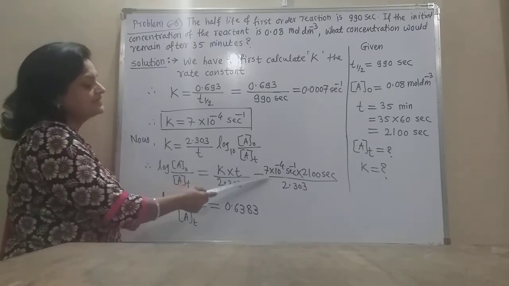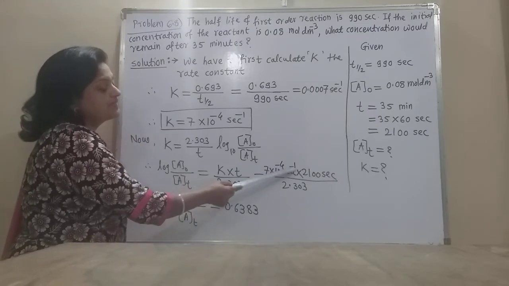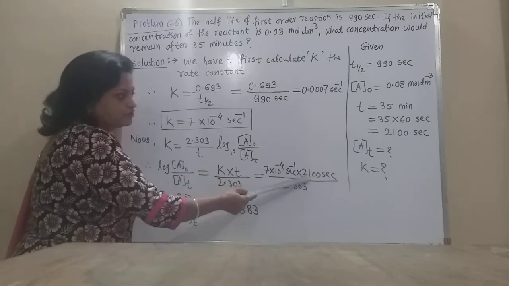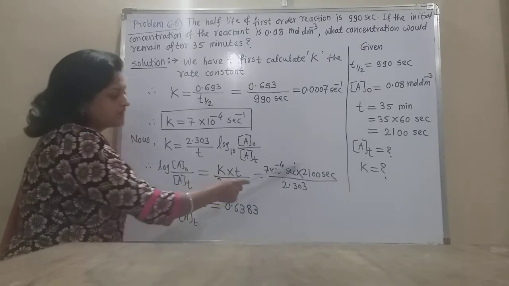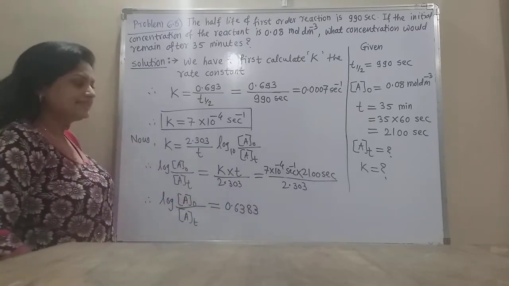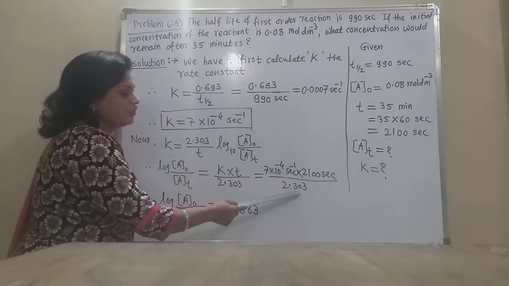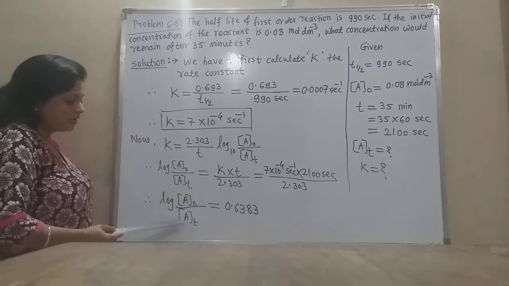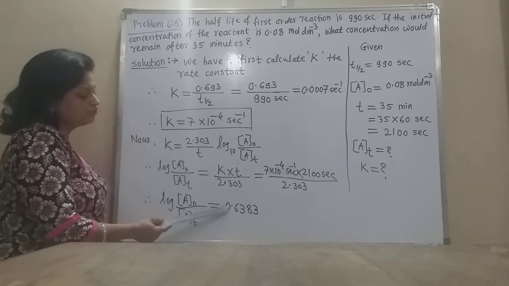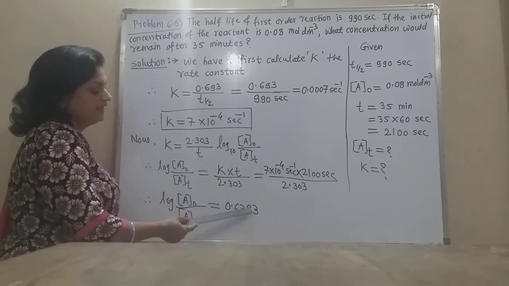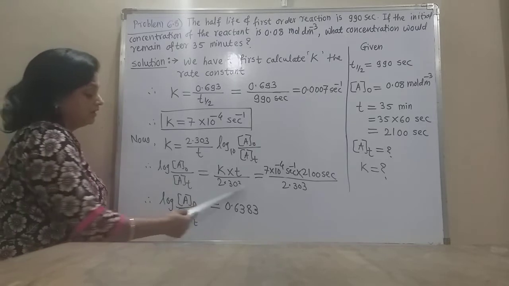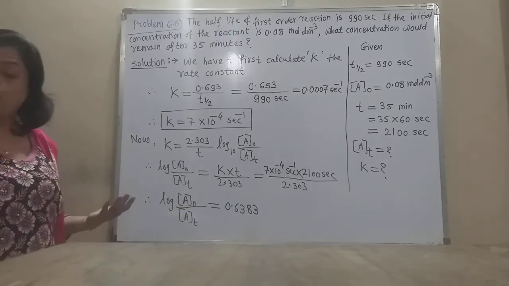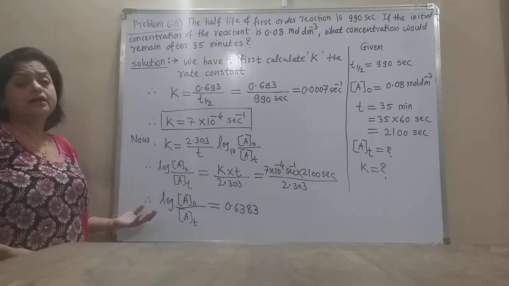The value of K is 7 into 10 raised to minus 4 per second, and the time t in seconds is 2100 seconds. Now the per second and second units get cancelled, divided by 2.303, that becomes log of A0 upon At is equal to 0.6383. Now this is the value, but we have to calculate At. So after taking antilog on both sides, we can calculate the value of At.